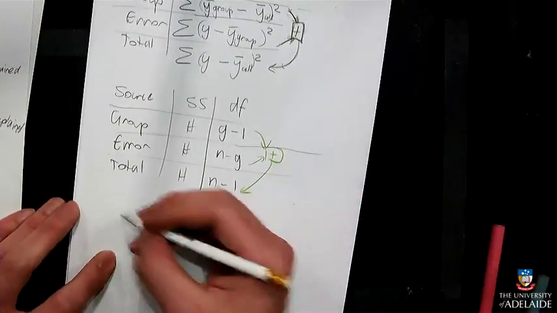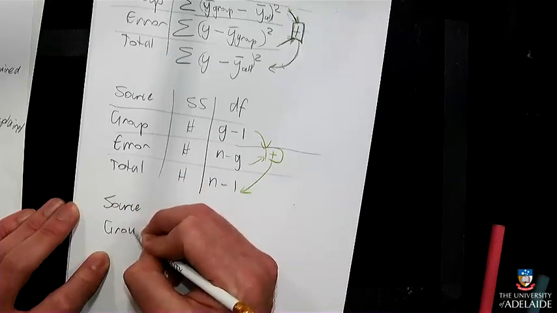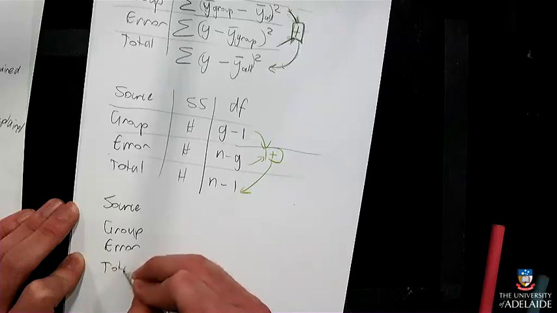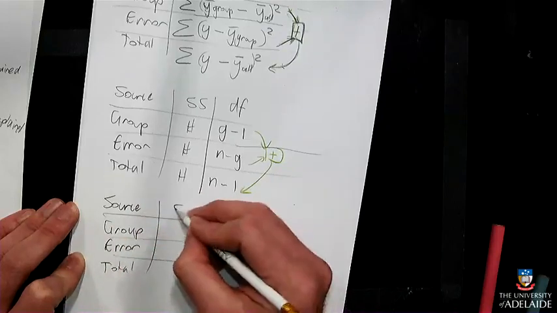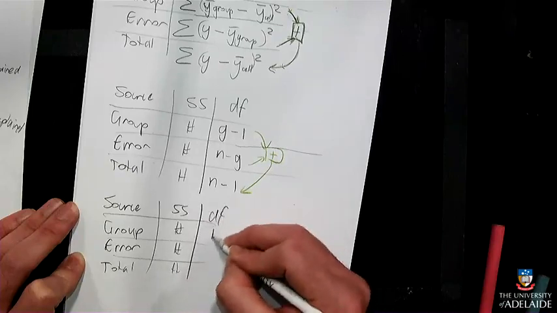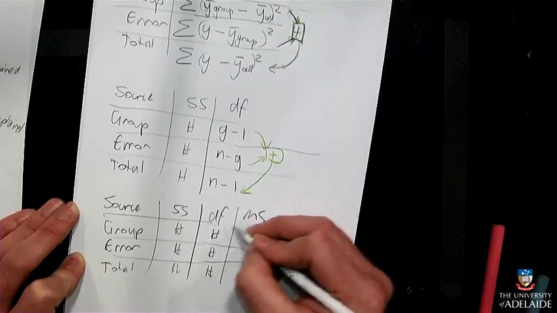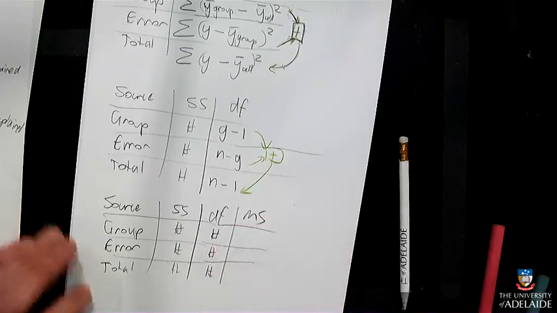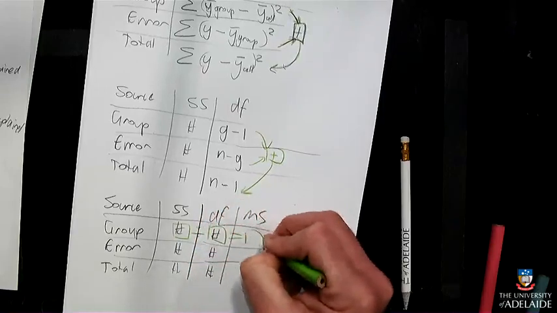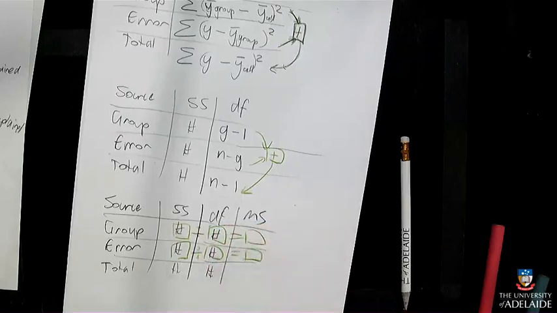And then, if I had slides, I would probably make things appear as we went along. MS is this divided by that, and this divided by that equals that. That's how you do that.